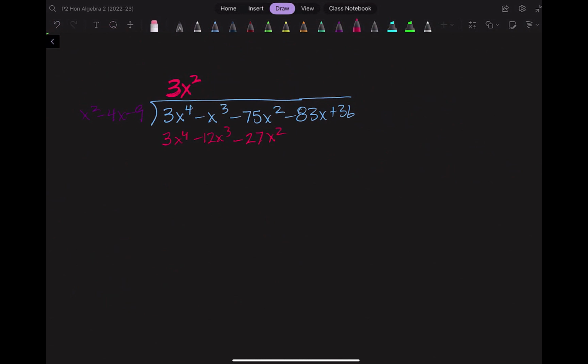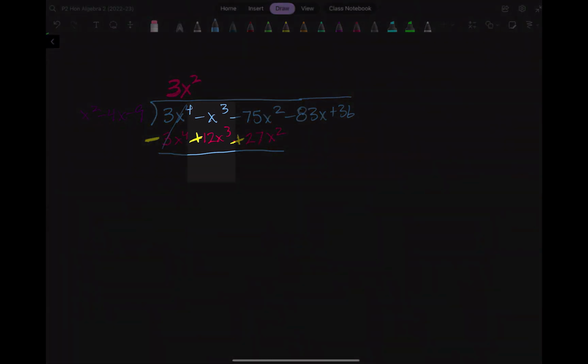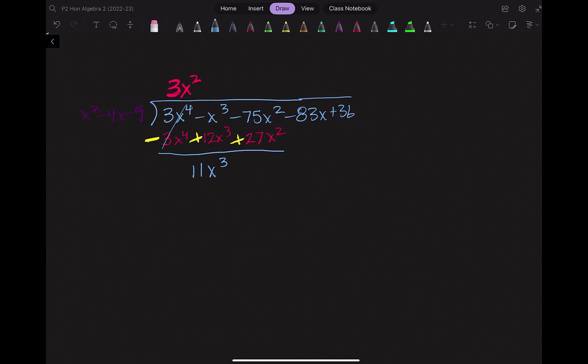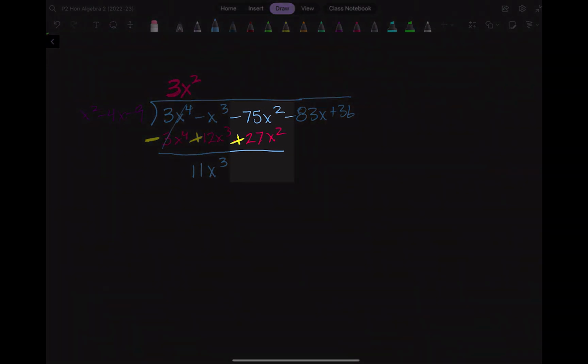And I recommend that as you subtract these, you just be extremely intentional about making sure that we do the opposite. Like when we subtract, we need to do the opposite. The very first one should go away. They should be opposites. We designed it that way. And now we subtract, or now we can add because we changed the signs. Negative x cubed plus 12x cubed is 11x cubed. And then negative 75 plus 27 is going to be a negative 48x squared.